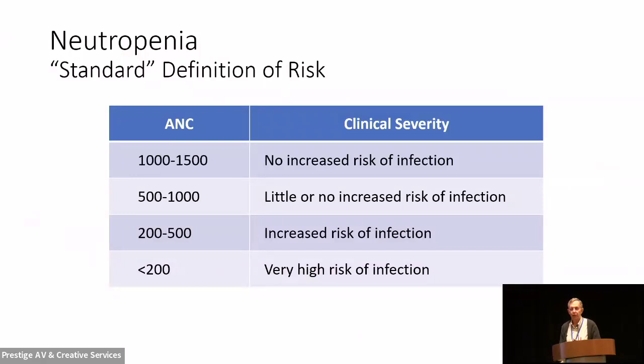What is neutropenia? You've probably all seen this definition, which is the standard one, that any absolute neutrophil count under 1,500 is neutropenia, but really in the higher ranges here, 1,000 to 1,500, even 500 to 1,000, there isn't much increased risk of infection. That then increases as the ANC goes below 500 and becomes higher below 200. And this is what many, many physicians go by. This is what's taught to residents and medical students, but it ain't necessarily so.